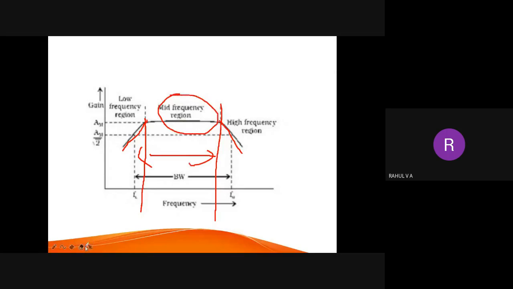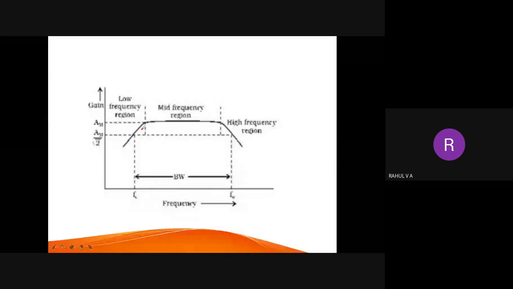Again I will tell you: the frequency response curve of a common emitter amplifier is plotted between frequency and voltage gain. Frequency is on the x-axis and voltage gain on the y-axis. So if you plot the frequency response curve of a common emitter amplifier, it looks like this.